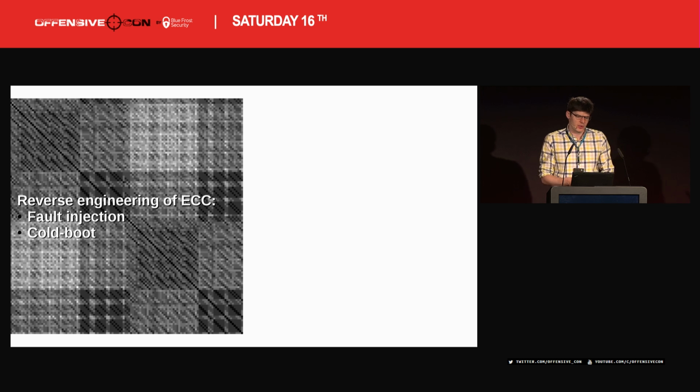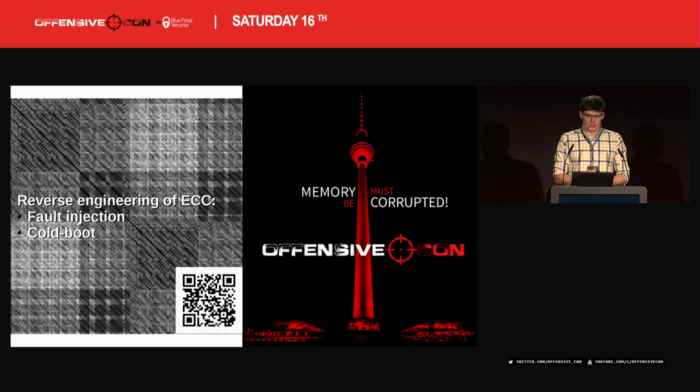To wrap it up, I showed you two attacks, fault injection and the cold boot attack, with the goal of reverse engineering the ECC functions. These are important because this way we can understand how much ECC buys us against the Rowhammer attack and how good a defense that is. I hope this picture makes more sense to you now. Thanks.